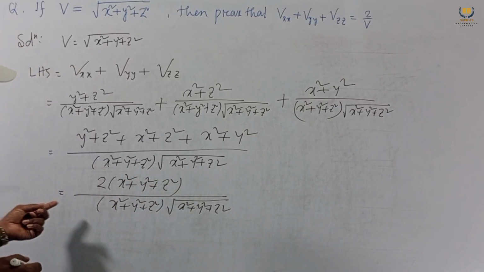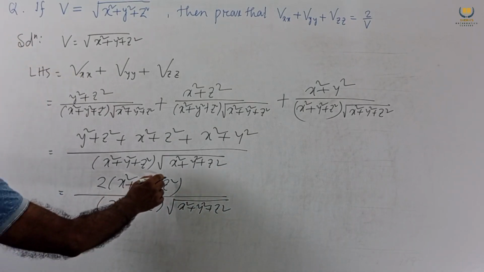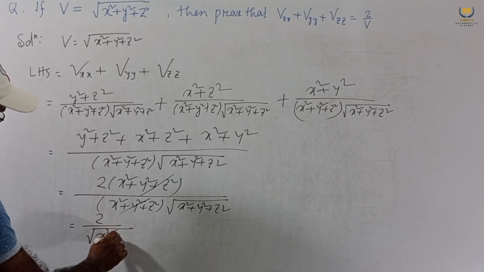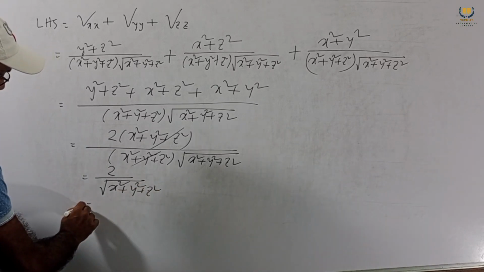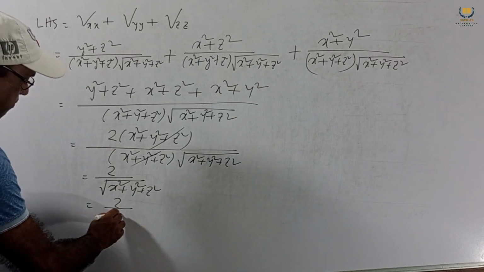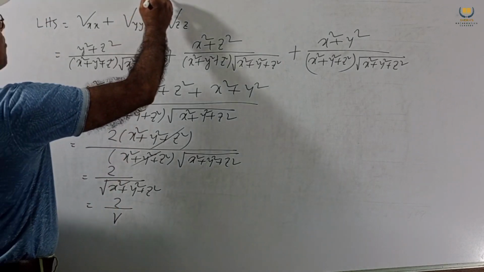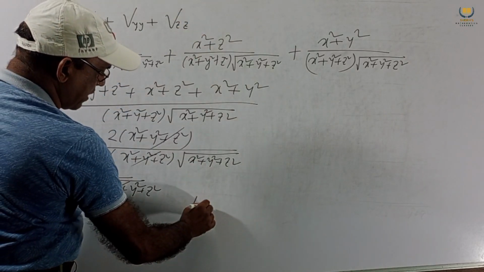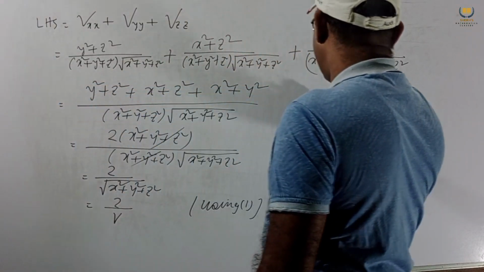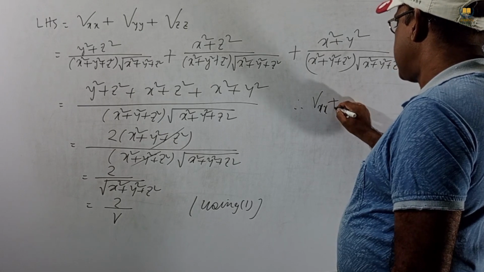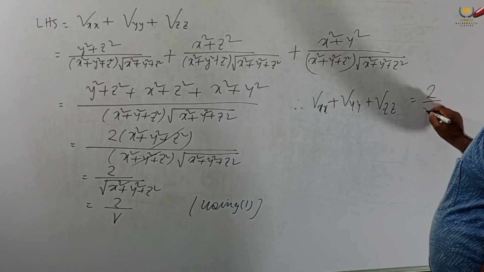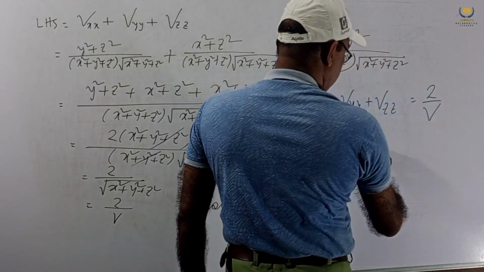One term, one line I skip, and these two are like terms, this will be cancelled. We get 2 by root over x square plus y square plus z square, and this means V, 2 by V. So this is, we can write number 1, and here we can write using 1. So what we get finally? Therefore finally we get Vxx, Vyy, Vzz equal to 2 by V, and this is our proof, hence proved.